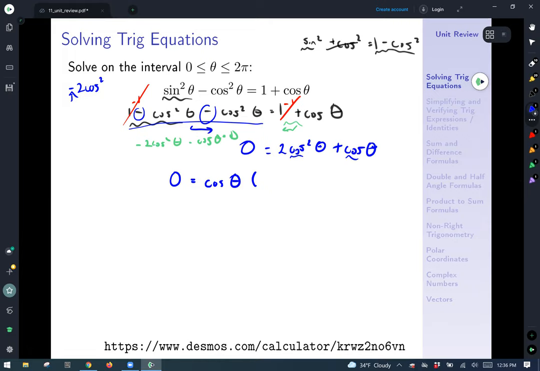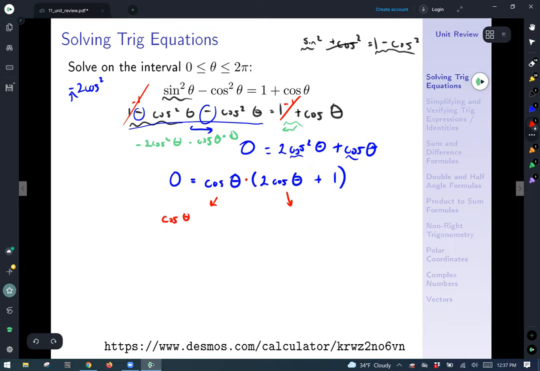And then when I factor that out, well, I had 2 times cosine squared of theta. Take away a cosine, you have 2 cosine of theta, because cosine times 2 cosine of theta gives you 2 cosine squared. Plus, well, I factored the 1 out, so I'm left with just 1, because cosine times 1 would give me that cosine above. Now I have 2 things being multiplied together equal to 0. So I set both of these things equal to 0 independently. One of them has to be 0.